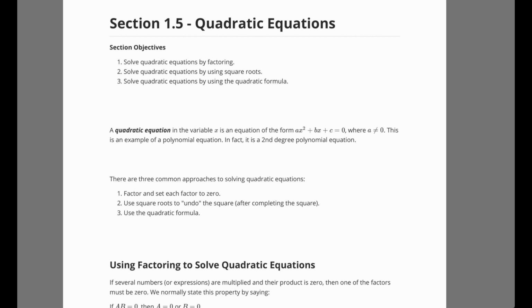Right, Ozarka again. This time we're going to be going over quadratic equations in this video. So this right here is what we're going to be primarily focused on: solving quadratics with factoring, solving quadratics with square roots, and solving quadratics with the quadratic formula.